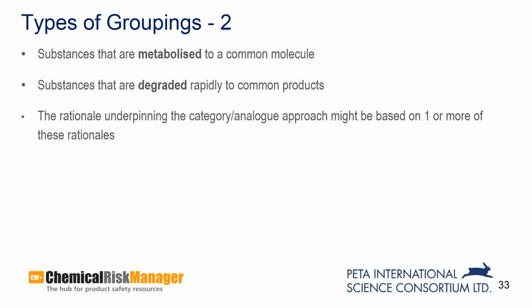So it is actually the fact that the grouping of molecules might be based on one of these types of groupings, or indeed more than one of these types of groupings, and you may be able to justify mechanistically different types of analogues in different approaches. And this is where the expert approach is required.